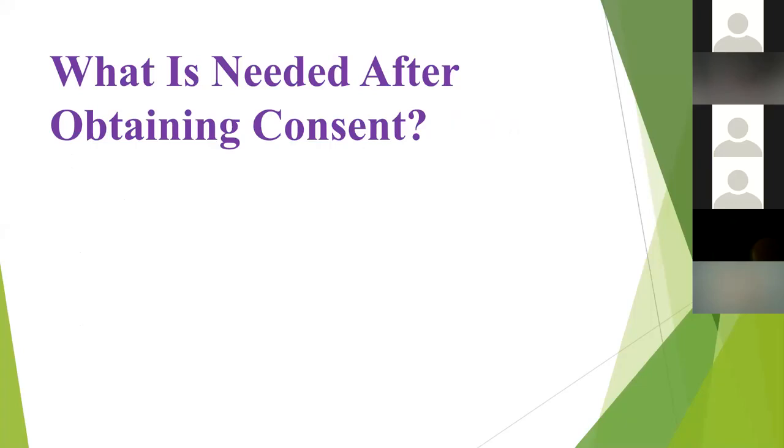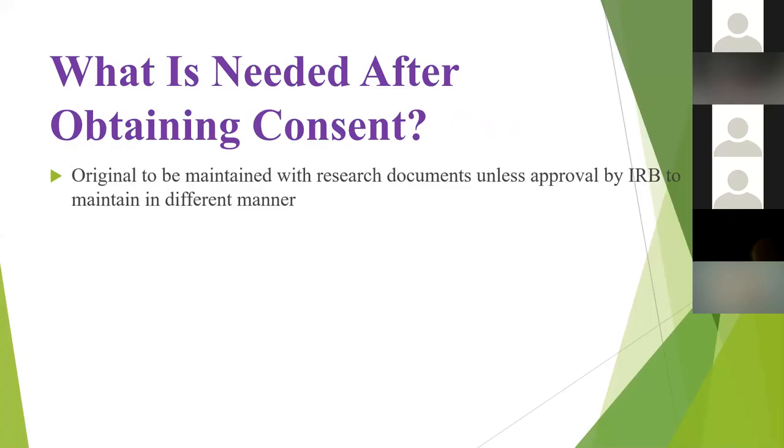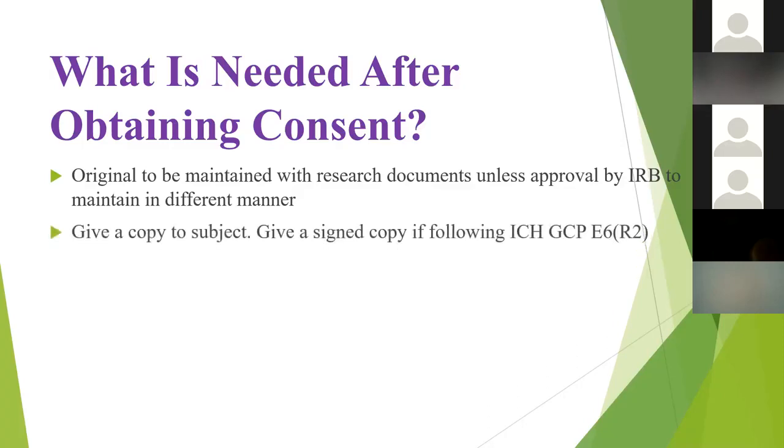So what's needed after obtaining consent? The original consent form is to be maintained with research documents unless you have an approval otherwise by your IRB. You are supposed to give a copy to the subject, and if you don't have to follow ICH GCP, you can hand a copy of the consent form to the subject that is not signed, in other words, a blank copy. But if you are following ICH GCP, you need to give a signed copy to your subject.